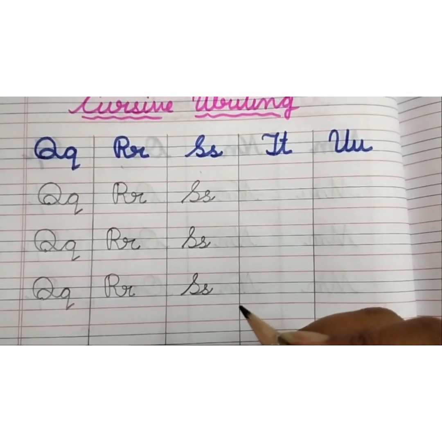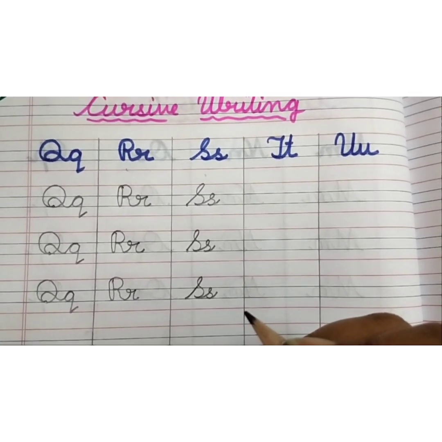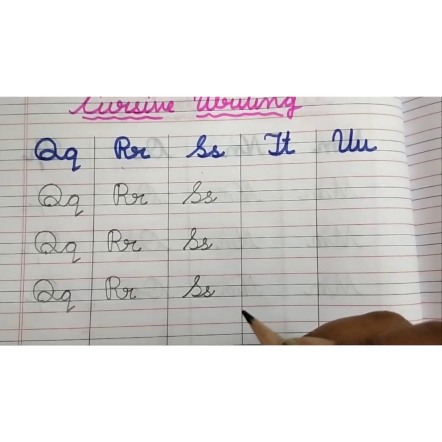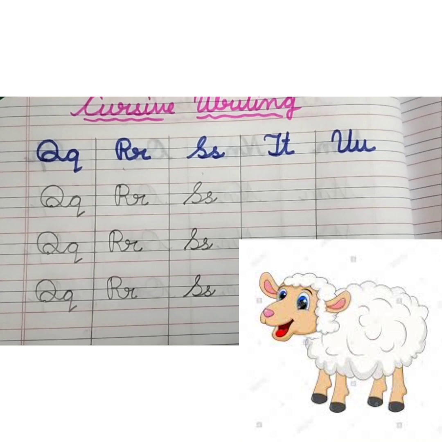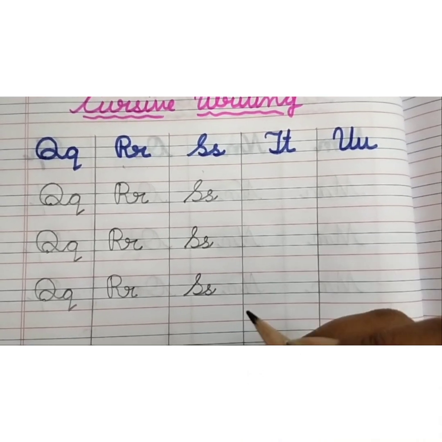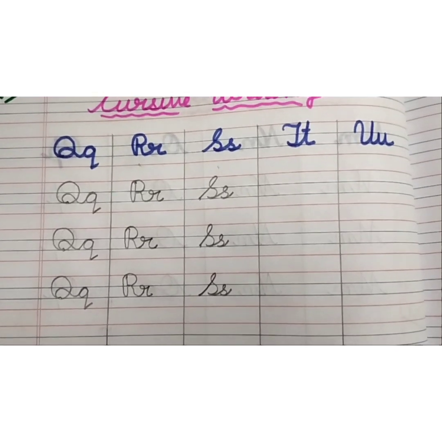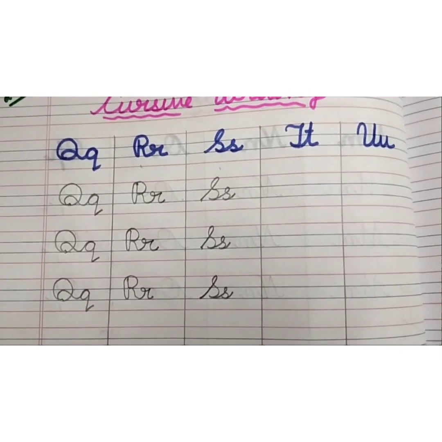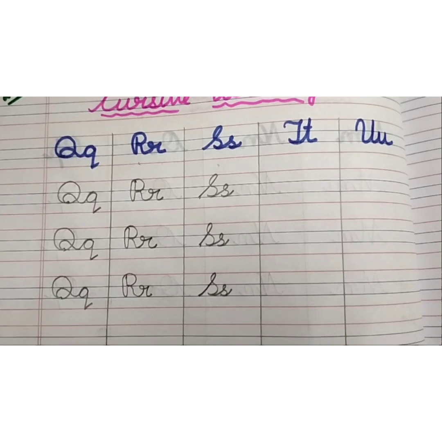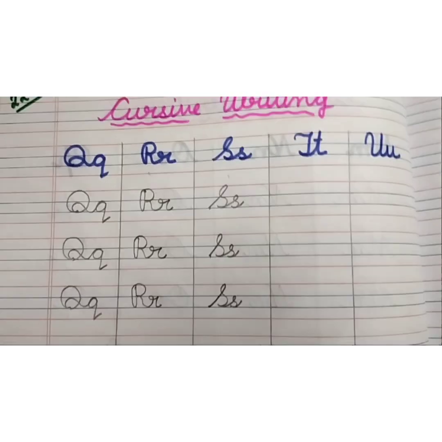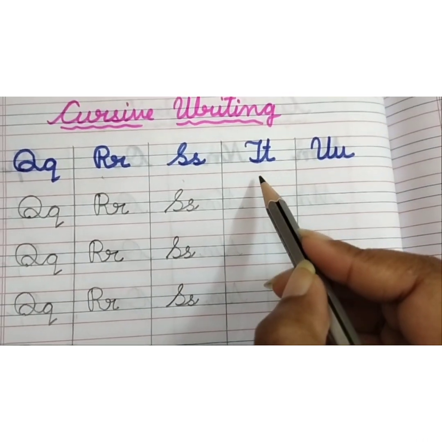Now children, tell me, S for? Very good. S stands for ship. S for ship. And children, what is the sound of S? S sounds S. S sounds S.